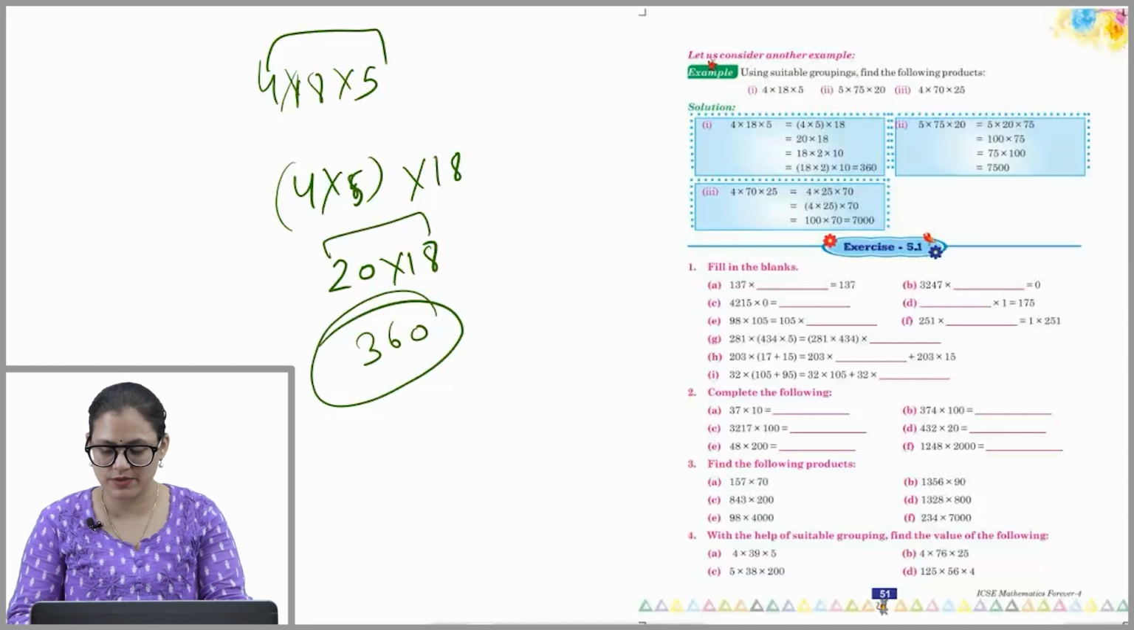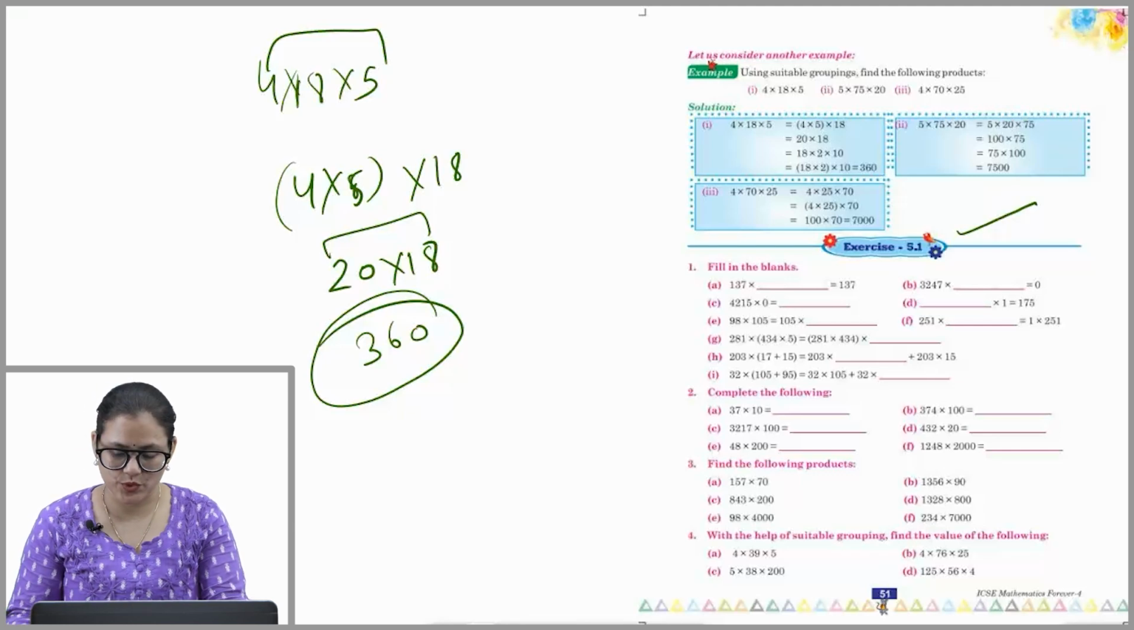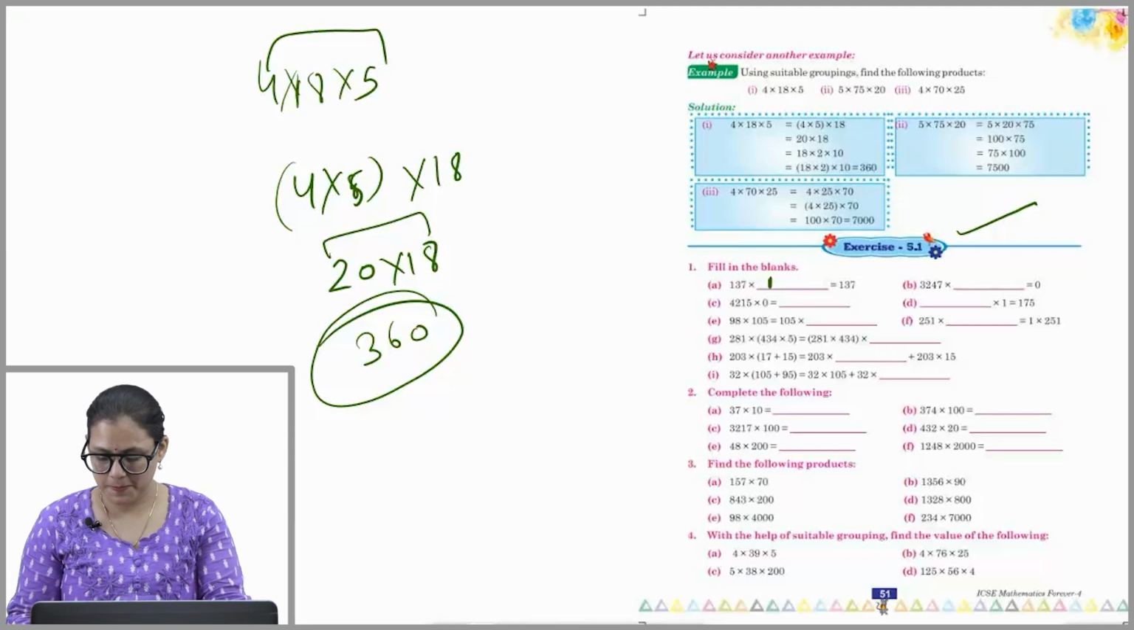Let's do exercise 5.1. 137 into dash is equal to 137. So if we multiply this number by 1, we will get the same number.